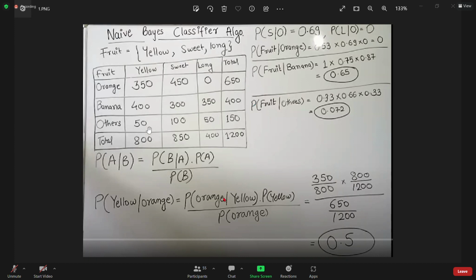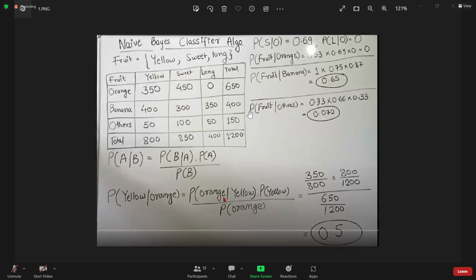So 350 plus 450 is 800, 450 plus 400 is 850. And what you wanted to predict, out of all these fruits, you wanted to find out which fruit is yellow, sweet, and long. Are you getting my point? How do you find which fruit satisfies all the conditions? The fruit is yellow, sweet, and long. Let's do it today using the help of Bayes' theorem, we can classify the data.